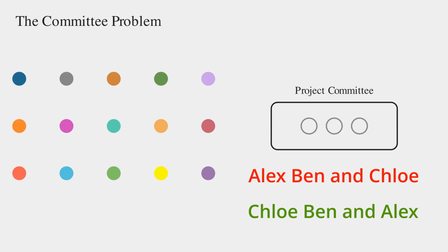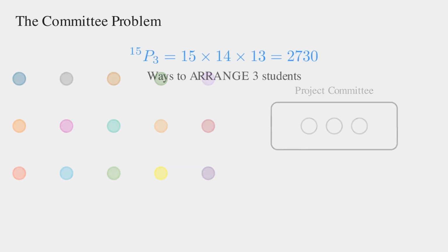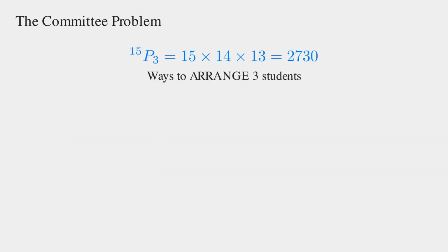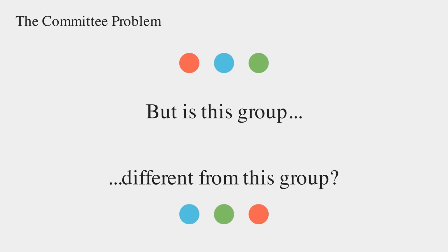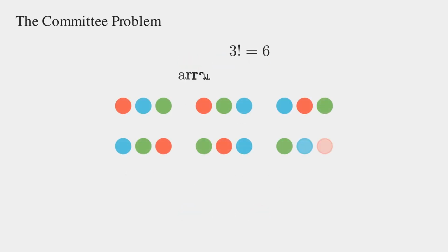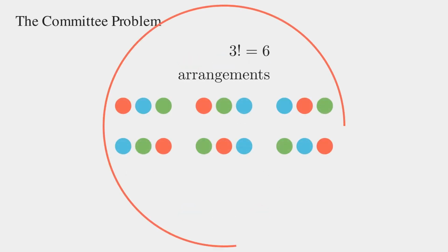Now, let's first think about the permutation. The number of ways to pick and arrange 3 students from 15 is 15P3, which is 2,730. But this number overcounts. For any single group of 3 students, we've counted all the different ways to arrange them. How many ways can you arrange 3 students? That's 3 factorial, which is 6. To get the true number of committees, we must divide the permutation result by 6 to remove these duplicates. 2,730 divided by 6 gives us 455.